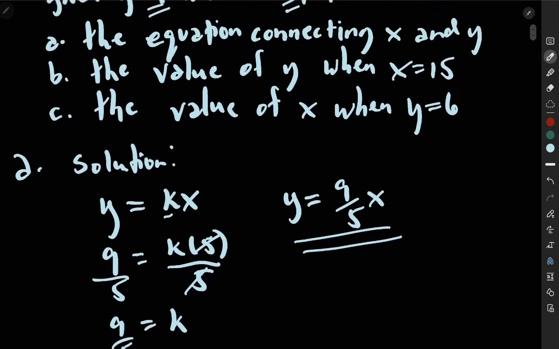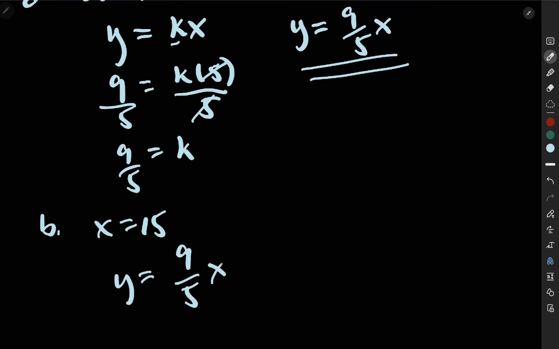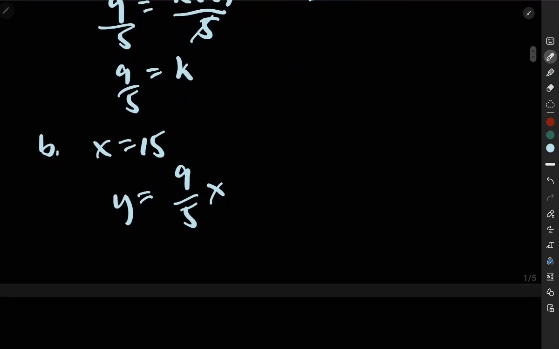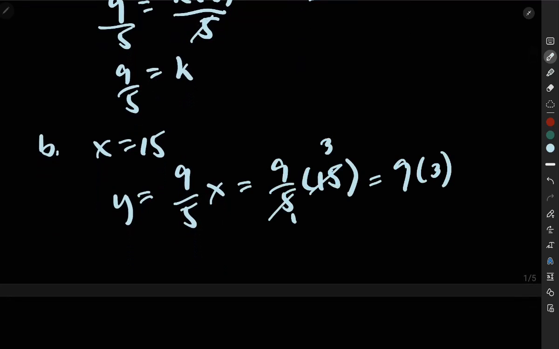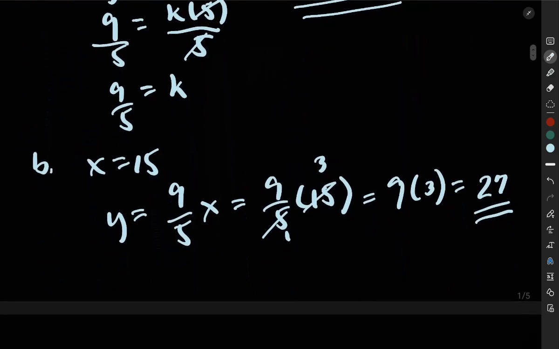Next, letter B is the value of y when x equals 15. We're going to use the equation that we have in letter A, 9/5 x. So it will become 9/5 times 15. You can cancel the 5 and 15. Both are divisible by 5. So this will be 1 and 3. So it becomes 9 times 3. Then y is 27. So that's the answer for letter B. If x is 15, then y is 27.